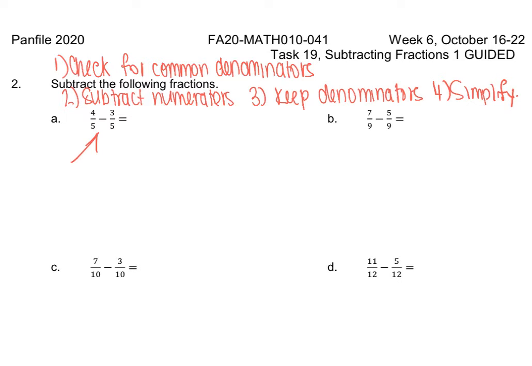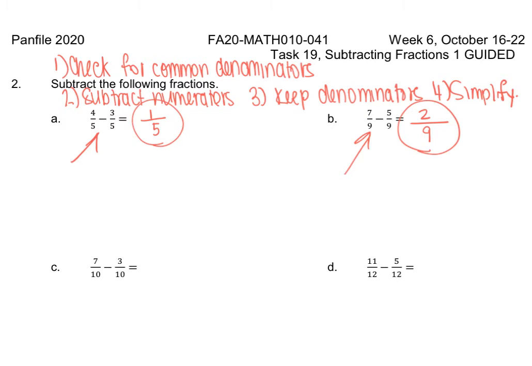So you've checked for common denominators. You have them. You're going to subtract the numerators. 4 minus 3 gives you 1. You're going to keep the denominators, 5. You're going to simplify what you can, which for this one is nothing, and you're going to get 1/5. Letter B, we're going to check for denominators. You got it. You're going to subtract your numerator. 7 minus 5, you have 2. You're going to keep your denominator, 9, and you're going to simplify what you can, which is nothing, so you have 2/9.